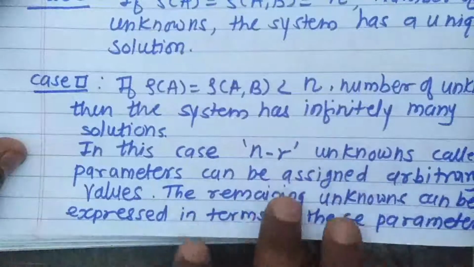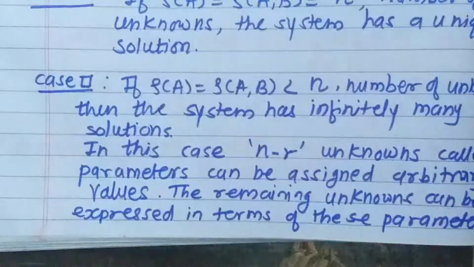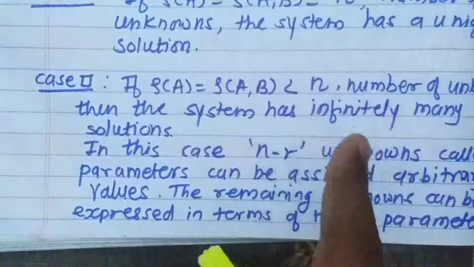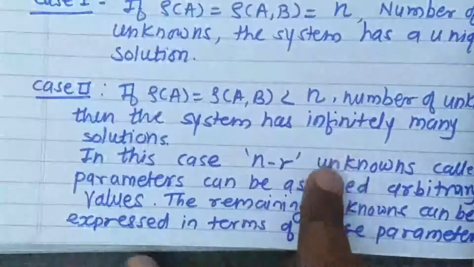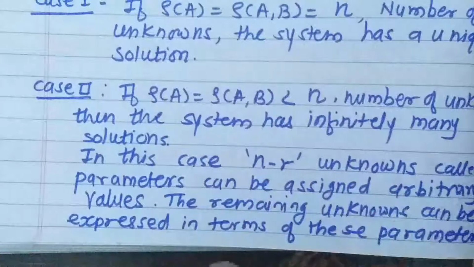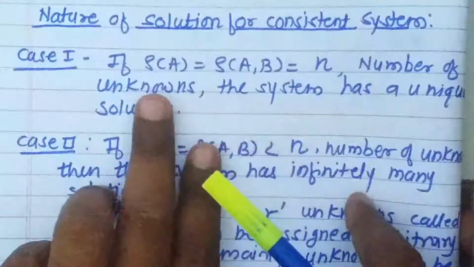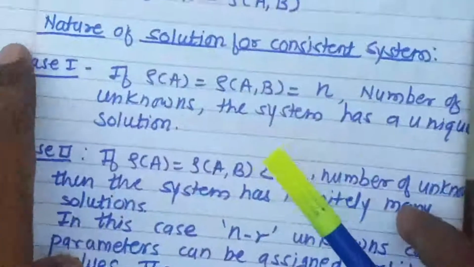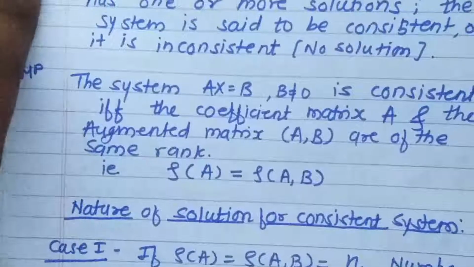In that way you can consider this line: whatever difference you have, that many unknowns we can assign some arbitrary parameter. So you are going to get infinitely many solutions in case number 2, whenever the rank is less than n, and a unique solution whenever the rank is equal to the number of unknowns. So this is what the consistency of a non-homogeneous system is.